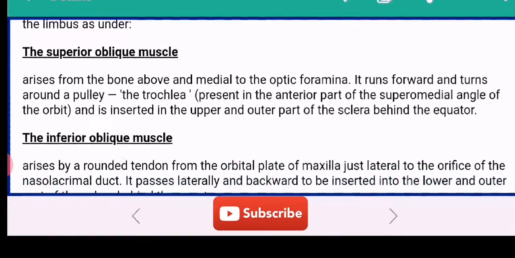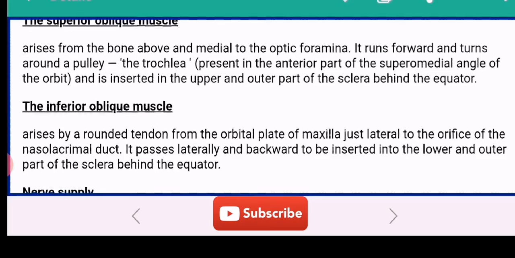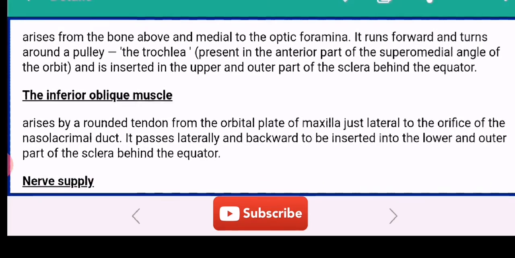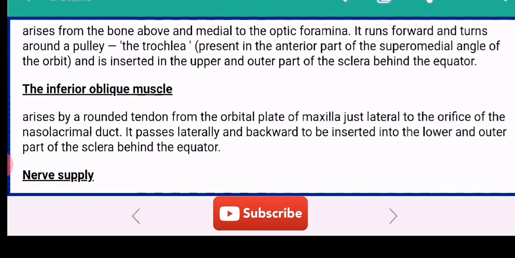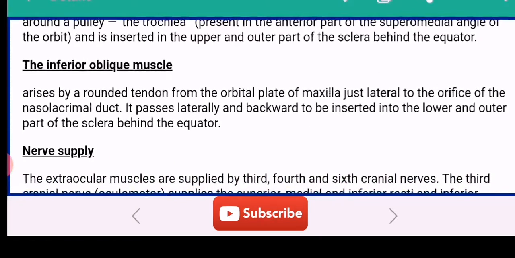The superior oblique muscle arises from the bone above and medial to the optic foramina. It runs forward and turns around a pulley, the trochlea, present in the anterior part of the superomedial angle of the orbit, and is inserted in the upper and outer part of the sclera behind the equator.